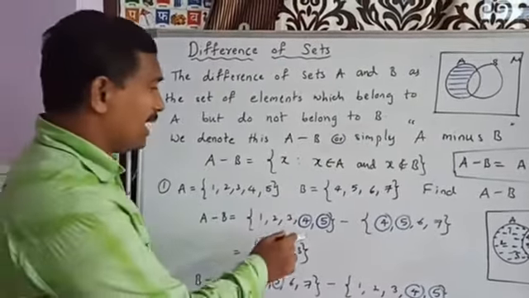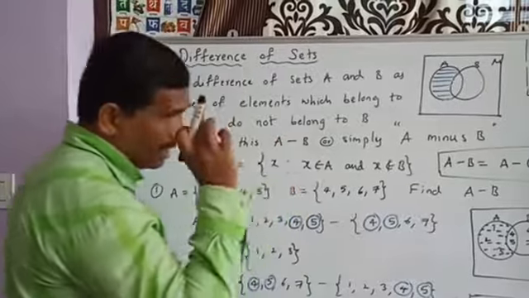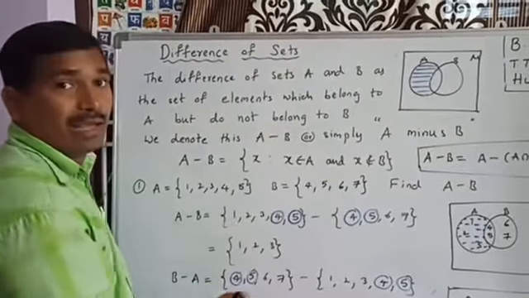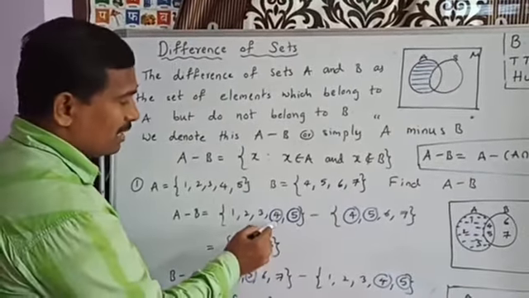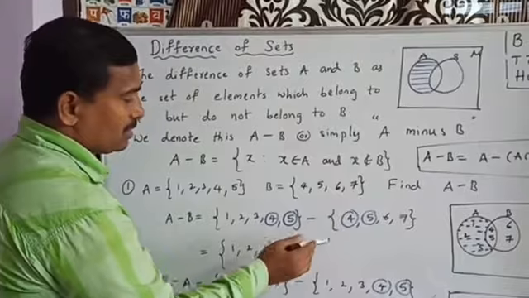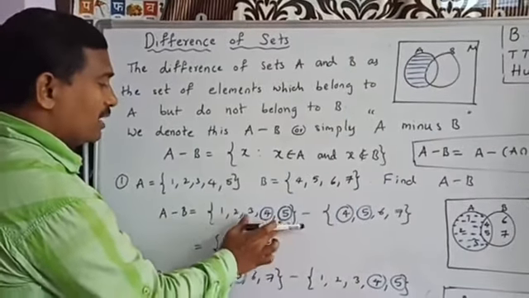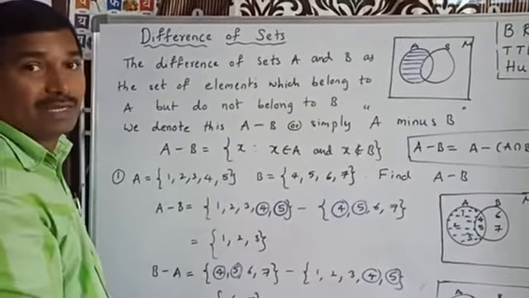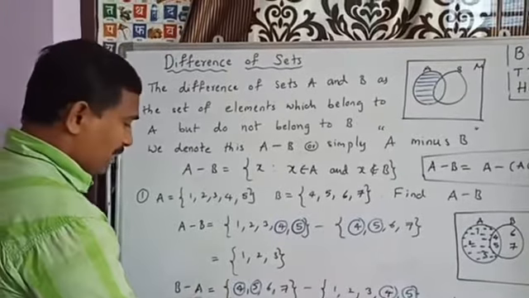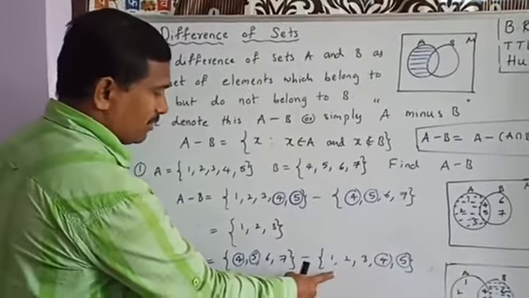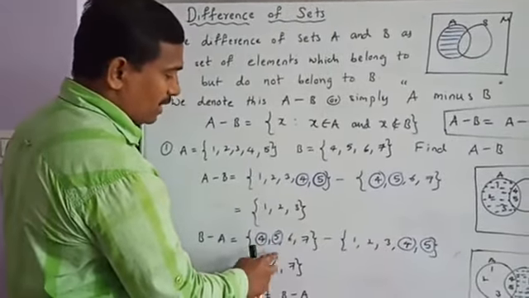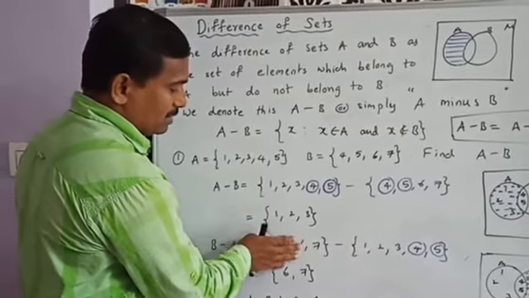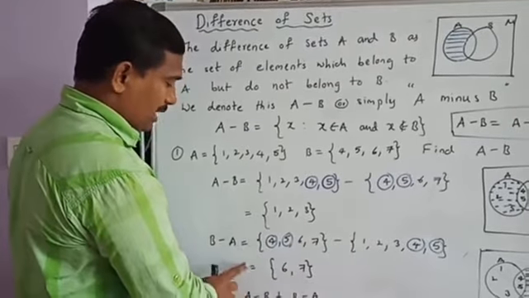So A and B. Keep in your mind, first find the common elements. What are the common elements? 4 and 5. So eliminate 4 and 5 from A. Remaining means 1, 2, 3. That is A minus B. Here B minus A: what are the common elements? 4 and 5. Remove these common elements, leaving 6, 7. So this is B minus A.